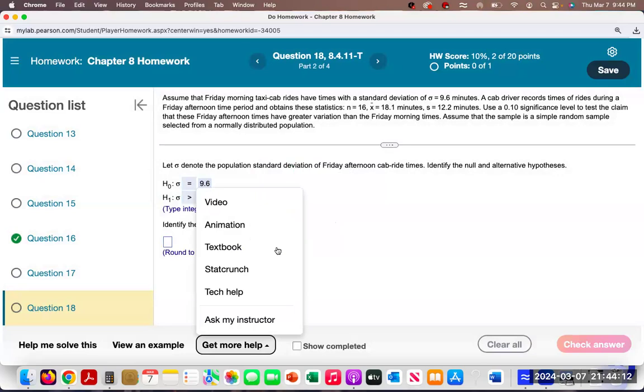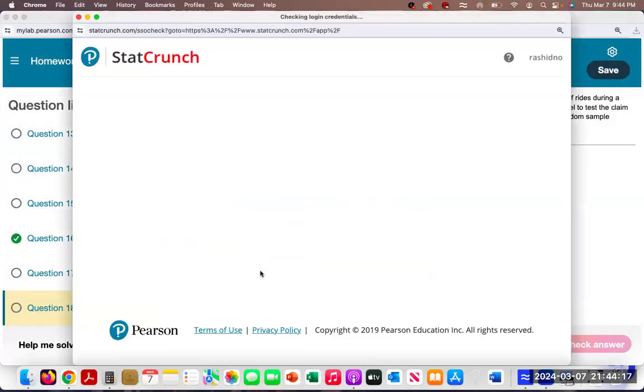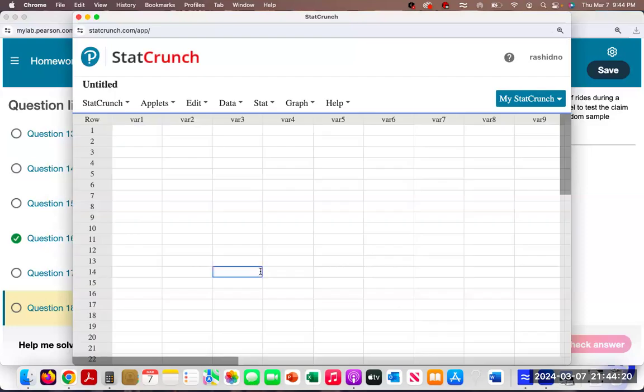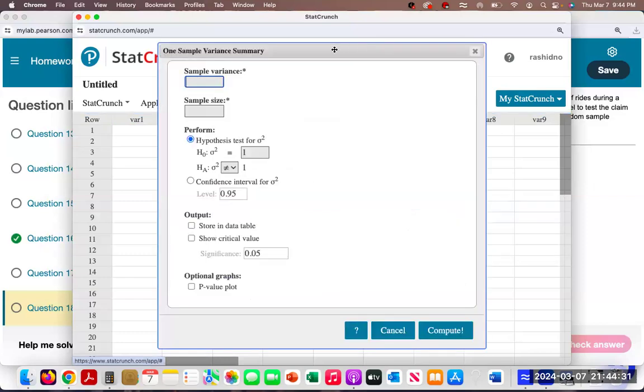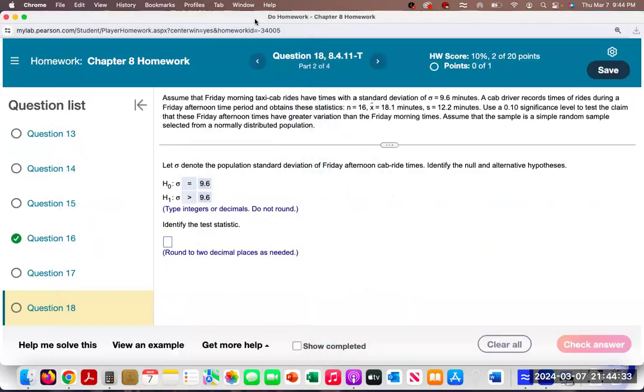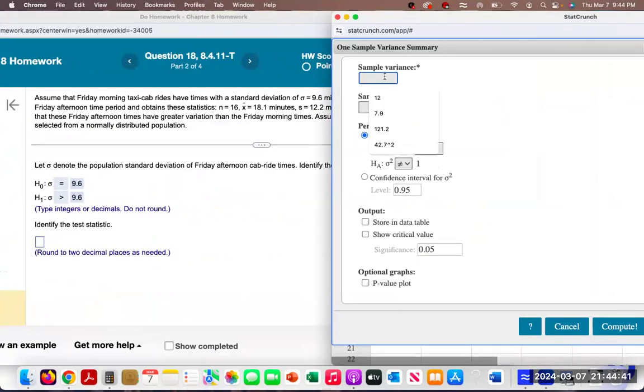Okay, so now we can use StatCrunch to test this claim. Since we're testing a claim about variation or population standard deviation, we can use variance stat. One sample, we don't have the data, we have the summary. So let's go ahead and enter our sample variance. The sample variance is actually not given, but the sample standard deviation is given. It's 12.2. So I can take the sample standard deviation and raise it to the 2 power, which turns it into a variance.